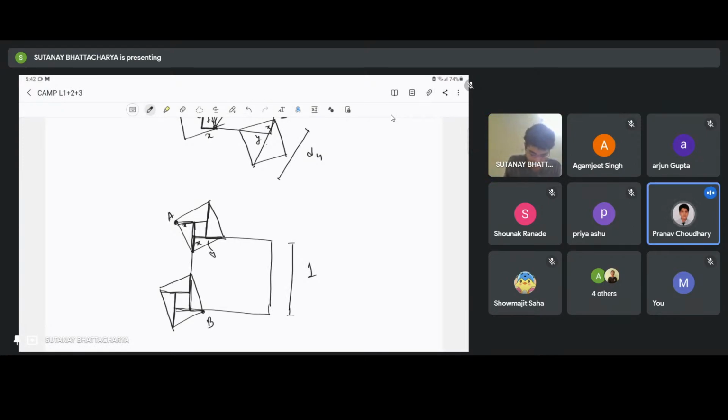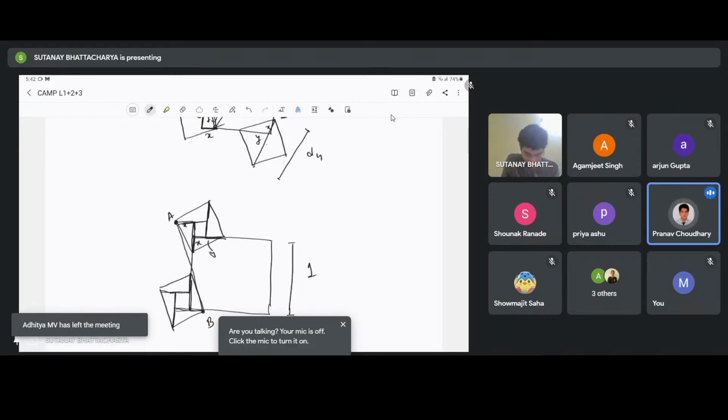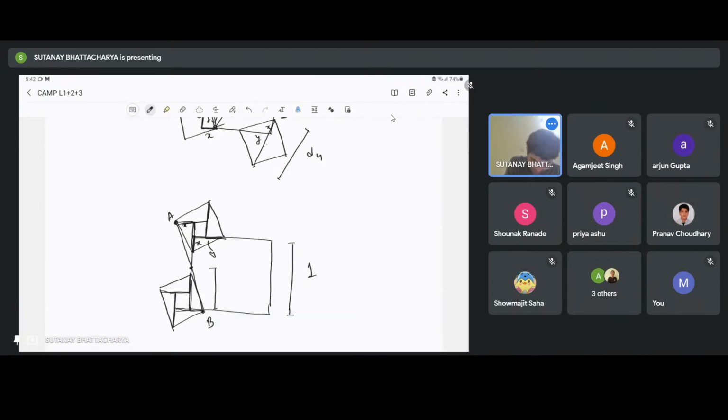Or we can join AB and it passes through the midpoint. Then we have this length x, and then we can calculate this, or you can say perpendicular. So we need this length. Yes, and then we can double it. Yes, correct. So what would this length be?